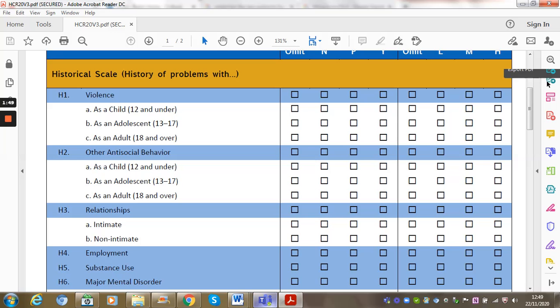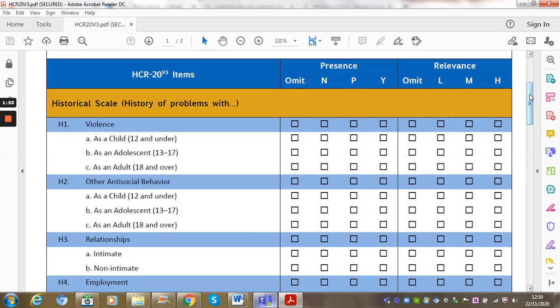So where we're looking at the boxes up here, that central box of presence, omit means there is no evidence that you can find, at least, for these issues. There's just no evidence one way or the other. Not for it, not against it. It's just a gap in the records. So you only tick the omit box if there is a gap in the records.